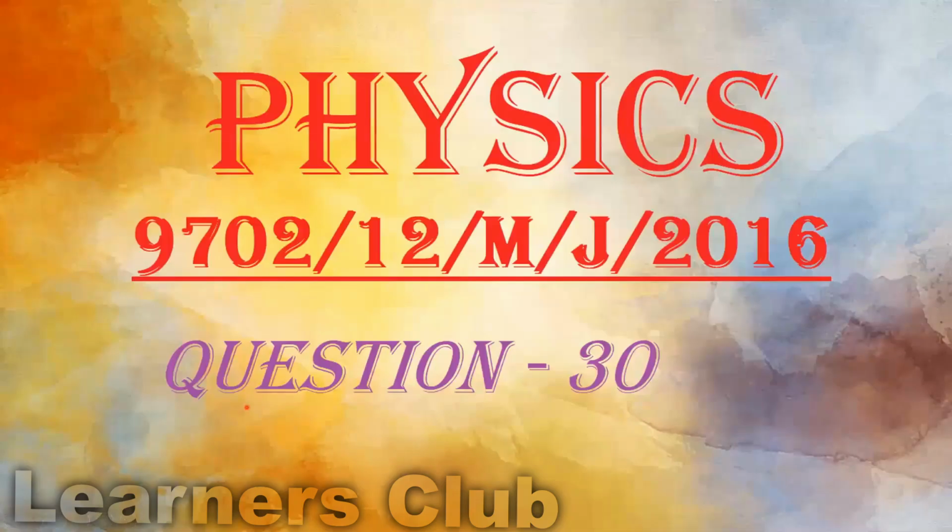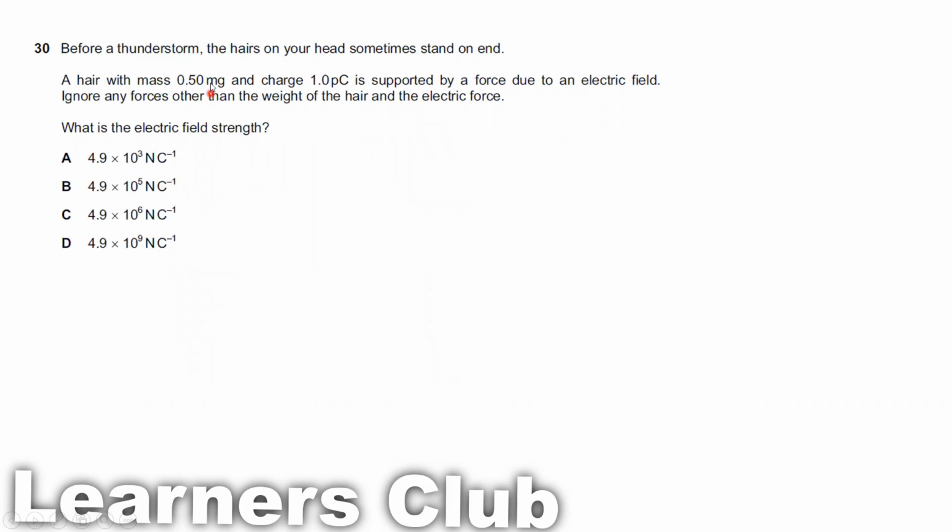Question 30. Before a thunderstorm, the hairs on your head sometimes stand on end. This happens due to electrostatics. A hair with mass 0.50 milligram and charge 1.0 picocoulomb is supported by the force due to an electric field. Ignore any forces other than the weight of the hair and the electric force. What is the electric field strength?